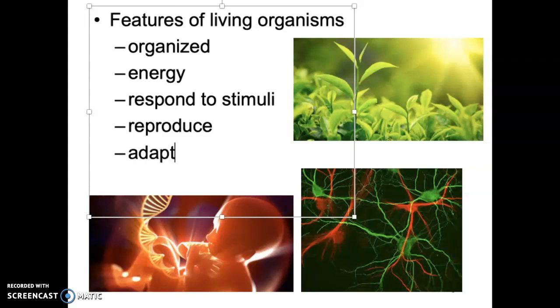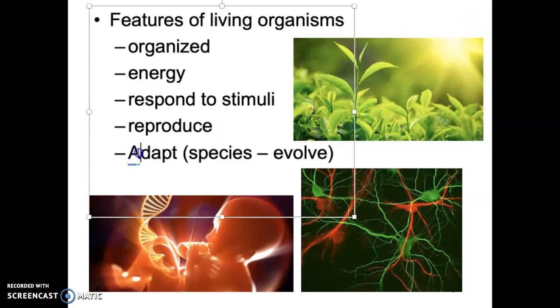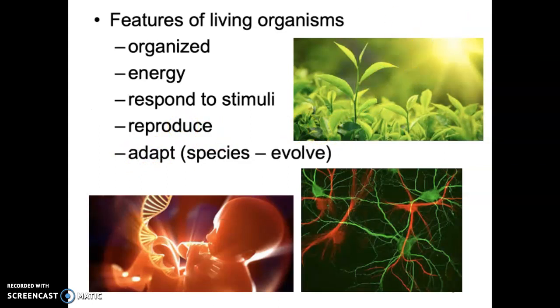Living things can adapt, they can adjust, they can modify to survive. As the species adapts over time, the species will evolve. But you have to be alive to pass on your genetics to the next generation in order for evolution to occur. All right, so we use these features to say, okay, this makes you alive. This makes you a living organism.